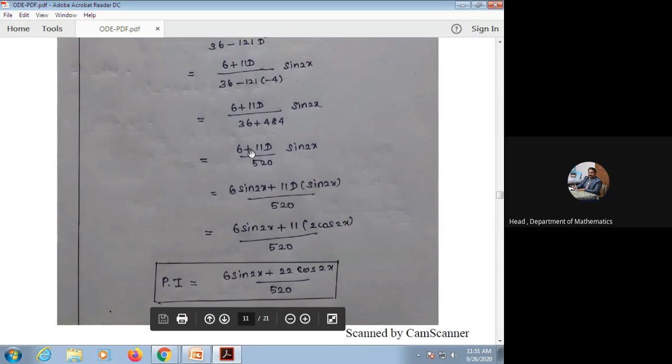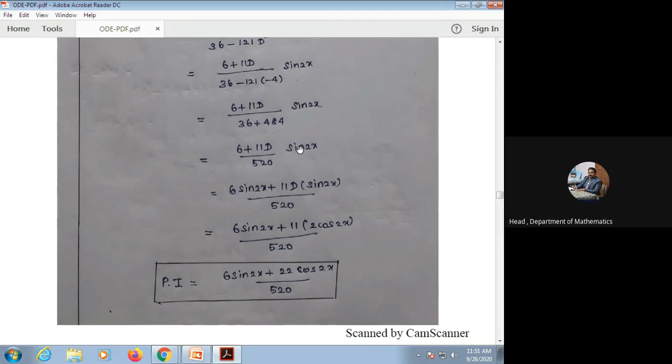Next step, what is the numerator term? 6 plus 11D into sin of 2x. What is the meaning of this one? Sin 2x and 6 plus 11D are multiplication terms. Therefore, take sin 2x inside. Therefore, 6 into sin 2x plus 11D into sin 2x. This is the numerator term, multiplying these two values, divided by 520.